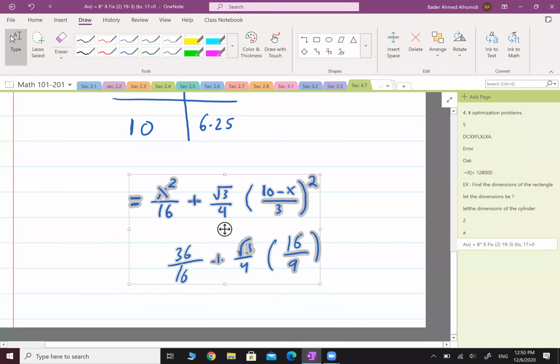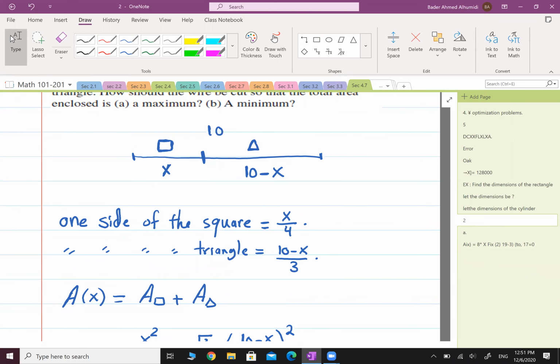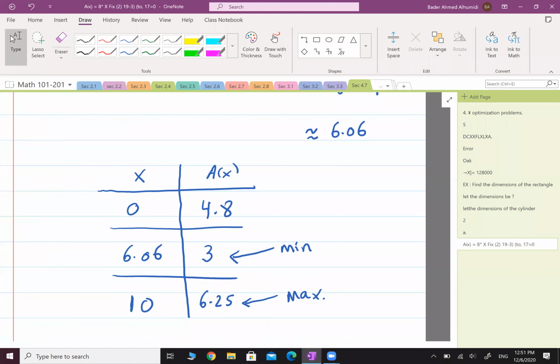Now let us go back to the question and see which one gives me the maximum. Notice, the critical point, which is 6.06, gave me the minimum. And at ten, the maximum. What does it mean at ten, when I say x equal to 10? We cut x up to the square. So when x equals 10, that will give me the maximum: the whole shape is a square, and the triangle's side length becomes zero. There is no triangle, the area of the triangle is zero, so you need to take all of the wire to be a square in order to have a maximum. And to have the minimum, which is an interesting case, you need to take your x to be exactly at 6.06, which will give you the minimum area. Taking all of it to be a square will give you the maximum area.